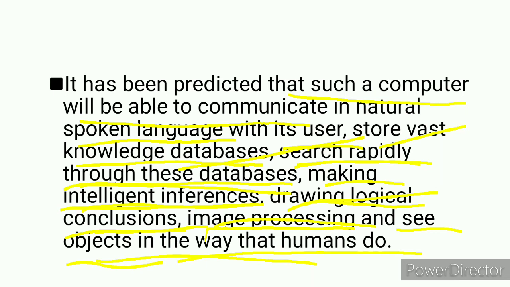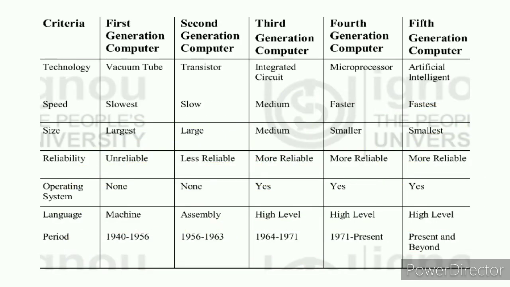So it's a very new concept, maybe used in robotics and very high intelligence departments. But yes, computers are going through that stage where they can also think like humans, so we are not that far. So this is the table, and with that I conclude the 5 generations of computer.